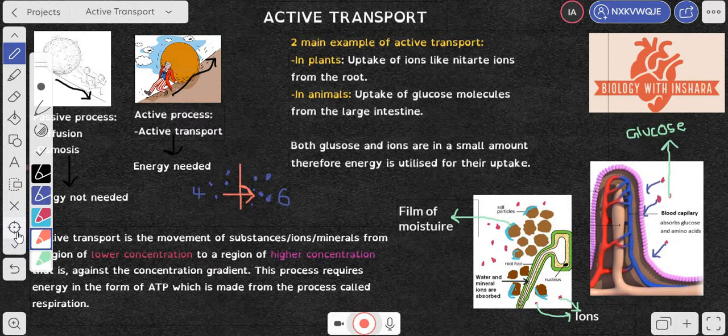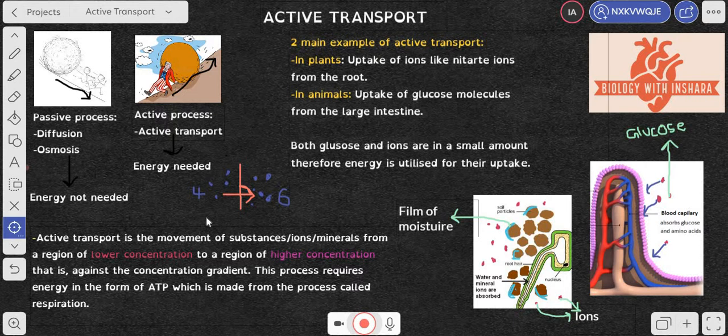Okay. So now that we've understood that it is the movement of molecules from a region of lower to higher concentration, that is, from a region where the number of particles is less to a region where the number of particles is more, in quantity, like from 4 to 6. Now, in O levels biology 5090, in our MCQs, we get questions based on 2 main examples of active transport. They're just 2, not more than that. If you want to know more, that's just for your extra knowledge. I don't mind sharing that, but let's remain focused on our syllabus.